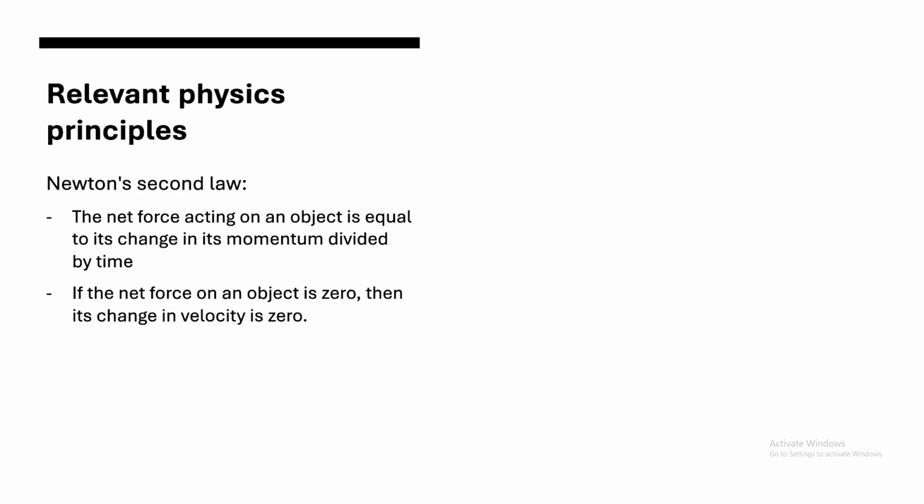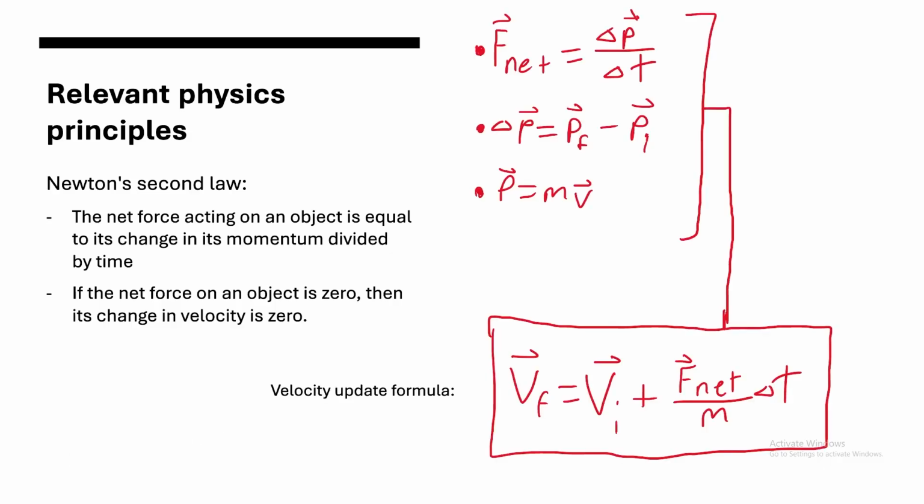So before we go on to analyze the data we collected, it's important to define Newton's second law. This law states that the net force acting on an object is equal to its change in momentum divided by a certain time period. That means if the net force on an object is zero, then its change in velocity is also zero. Using these three equations from Newton's second law, we can combine these into an equation known as the velocity update formula, shown here.